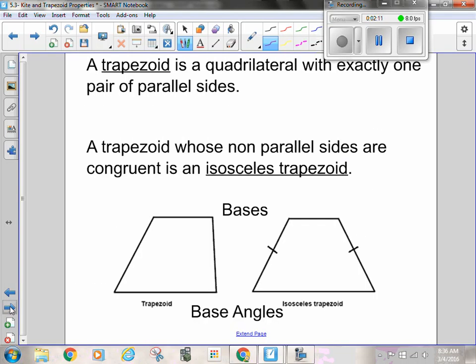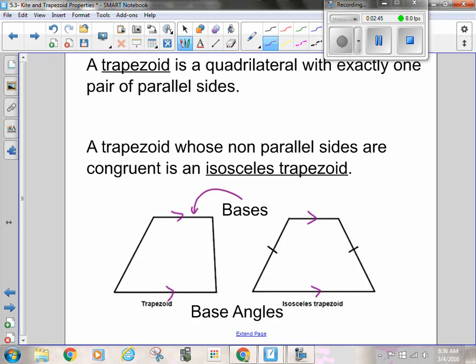Then we have trapezoid. A trapezoid is a quadrilateral with exactly one pair of parallel sides, and that goes for any trapezoid. Then we have a specific trapezoid whose non-parallel sides are congruent. And that one's an isosceles trapezoid. Kind of like an isosceles triangle where we have the two legs that are congruent. Here we have the two sides that are congruent. So these are parallel, and that's what makes them a trapezoid.